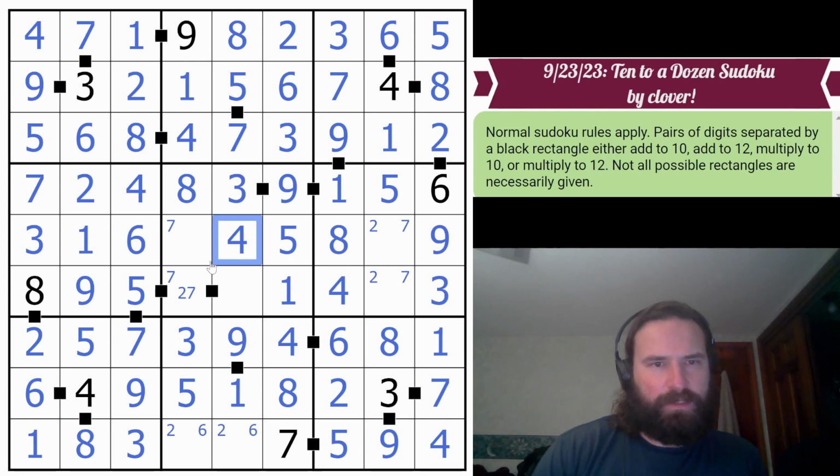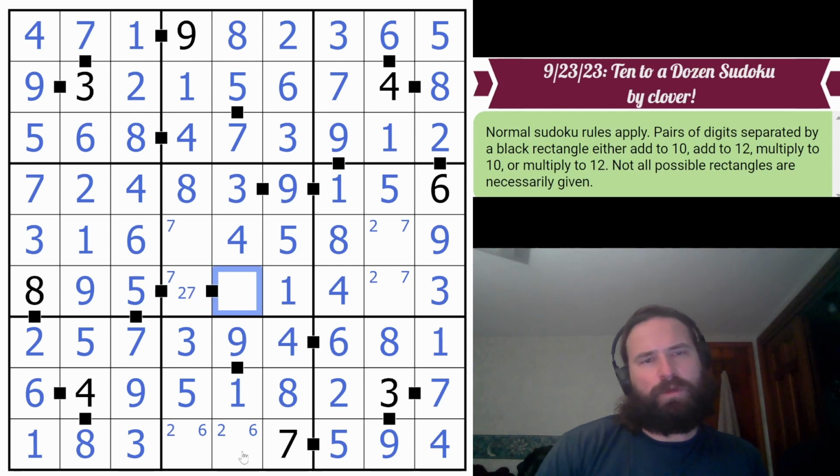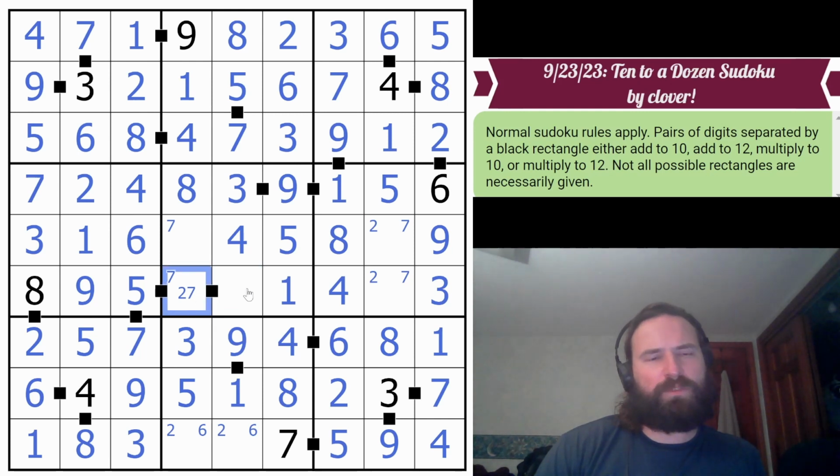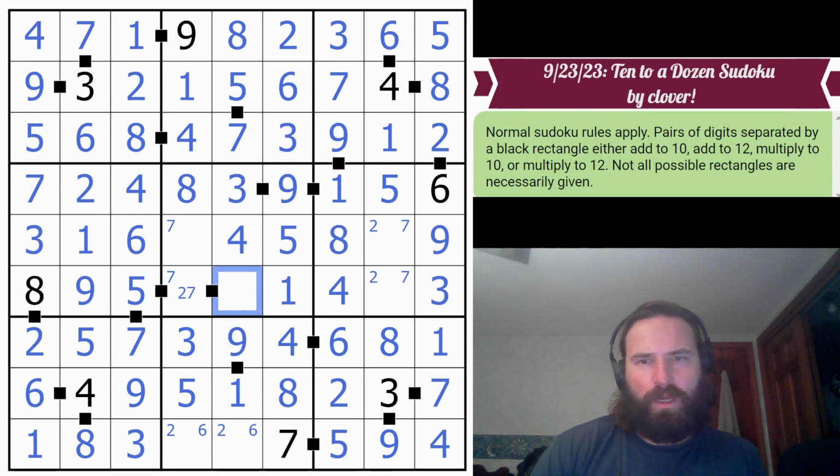6 has to go in one of these two. I don't think it works with 2 or 7 though, so I think it. Wait, what? Oh no. Oh no, is it broken? How is this going to be a 6? Oh, 2 times 6. Okay, this has to be a 6, and then that's going to make this a 2. And, okay, yep. Okay, cool.